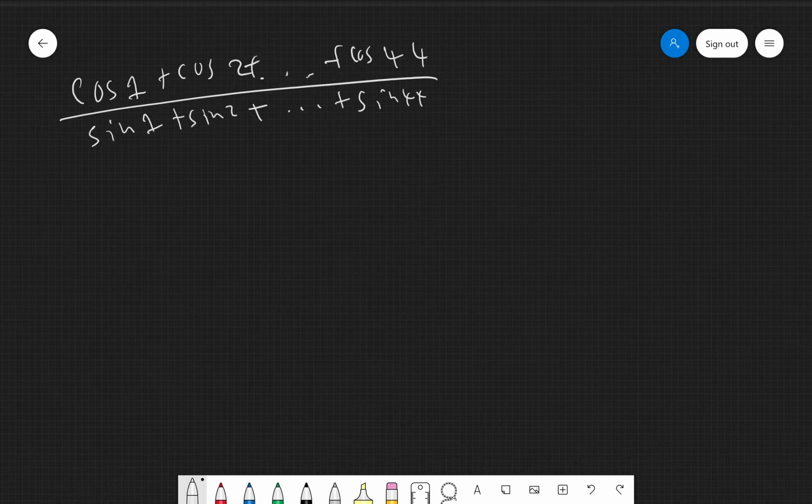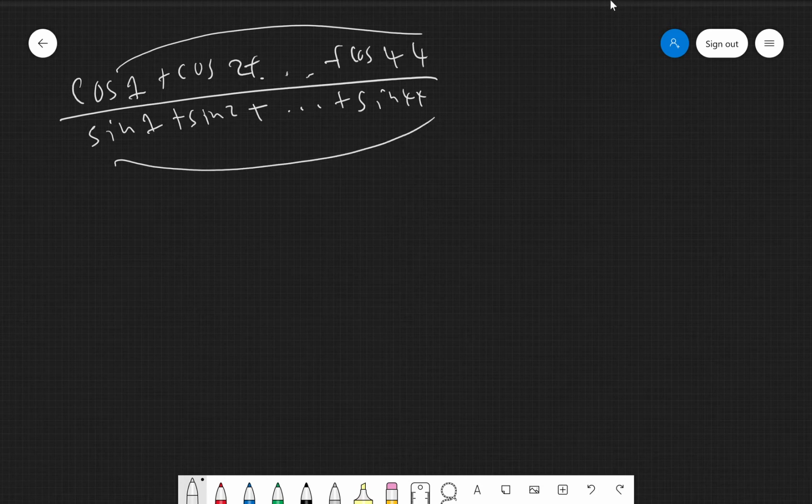So let's do this. Instead of combining them all together, we can combine 1 and 44, 2 and 43, and so on. And same with sine of 44, sine of 2, sine of 43, and so on. So now we're just going to solve it. We're going to use product to sum, right?